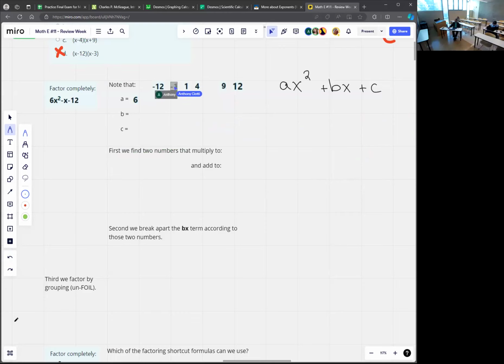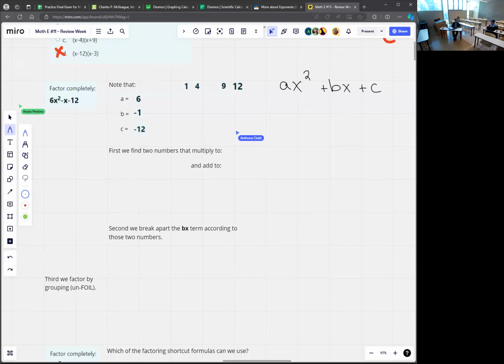Anyway, everyone agree with Anthony's choices? 6x squared, so A is 6, minus only one copy of x, so B is -1, minus 12. Okay, so that looks good.